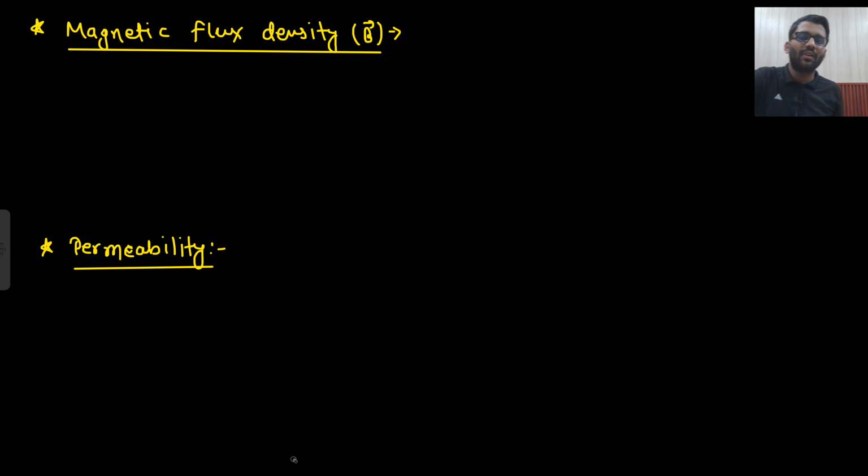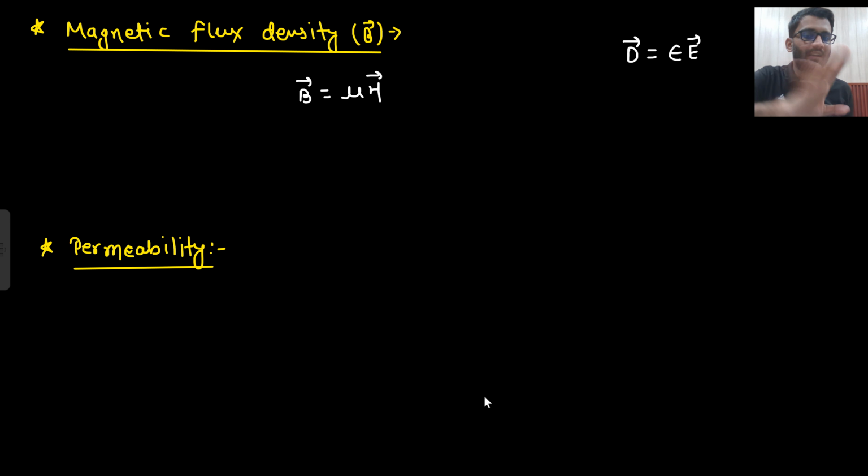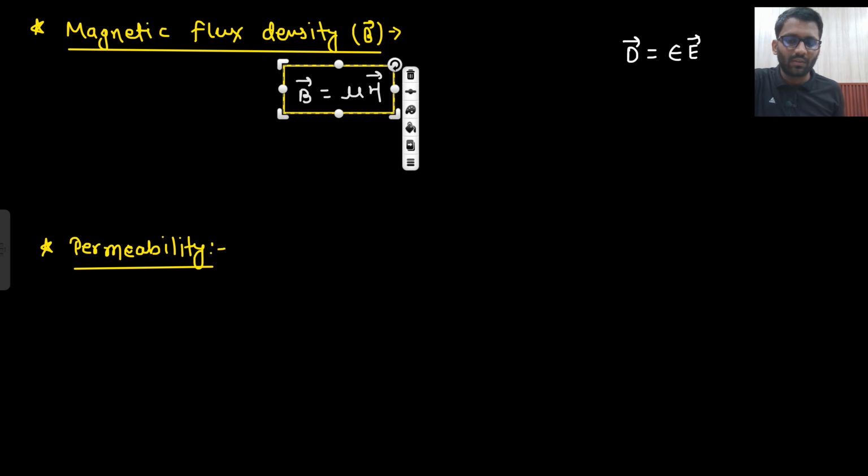So first let's talk about magnetic flux density. What was your electric flux density? D, that was equal to epsilon E. Similarly, my magnetic flux density will be equal to mu H. Whenever I say magnetic field intensity, H should come to your mind. Whenever I say magnetic flux density, B should come to your mind. What is mu? Mu is known as permeability.